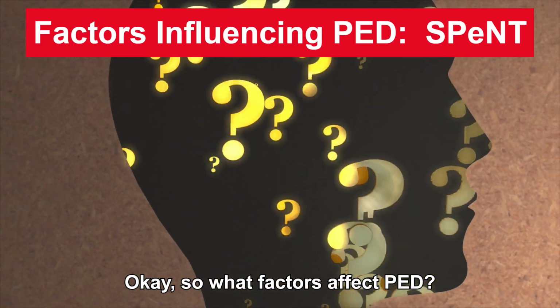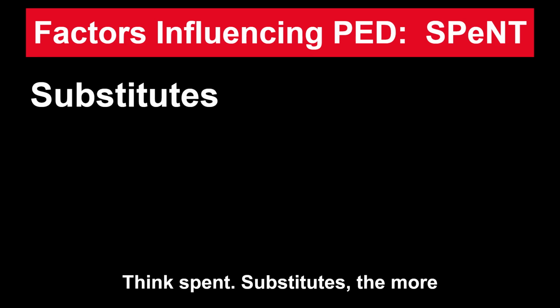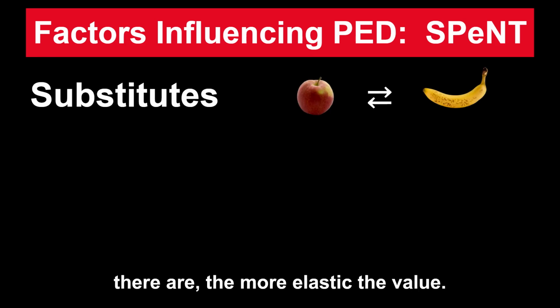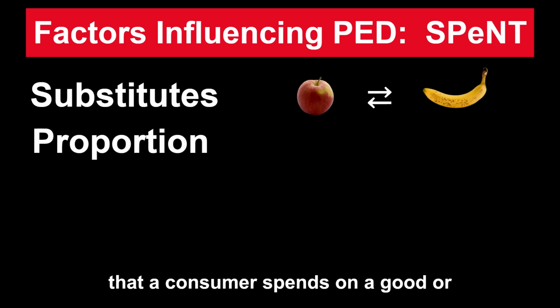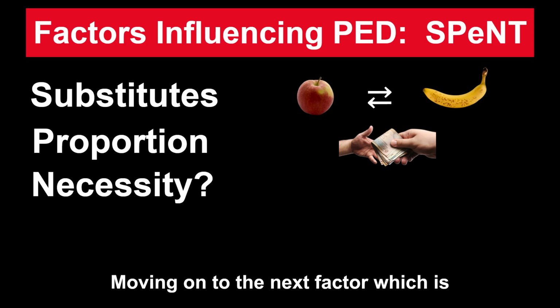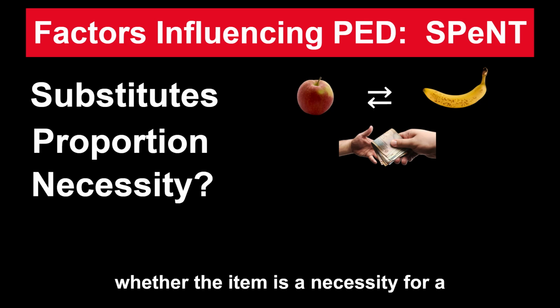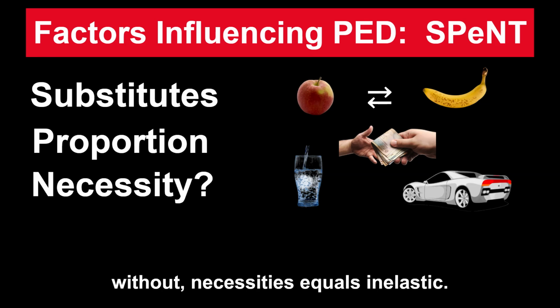Okay, so what factors affect PED? Think SPENT. Substitutes: the more there are, the more elastic the value. Next we have the proportion of income that a consumer spends on a good or service: bigger equals more elastic. Moving on to the next factor, which is whether the item is a necessity for a consumer or a luxury item they could do without: necessities equals inelastic.